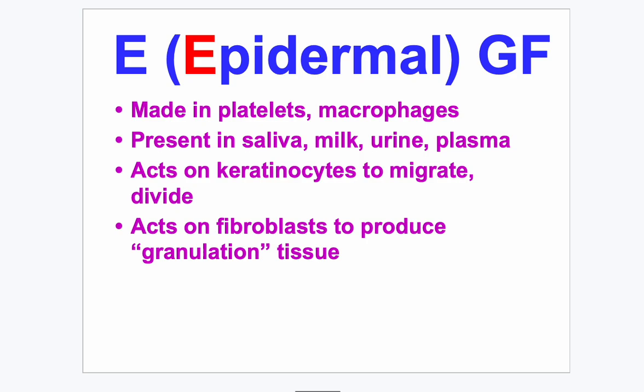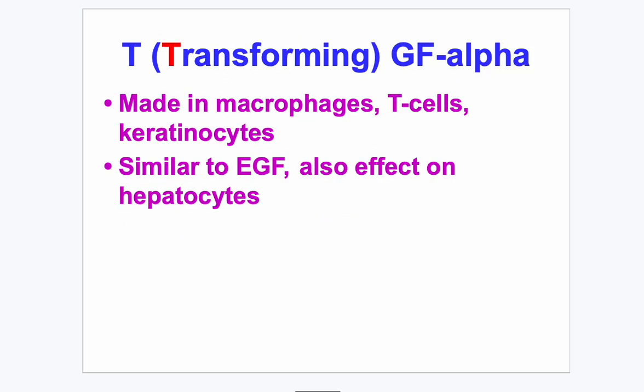Okay, first is your epidermal growth factor. Okay, they are made in your platelets and macrophages. They are present in your saliva, milk, urine, and plasma. Okay, they act on keratinocytes to migrate and divide. So they act on fibroblasts to produce granulation tissue. Okay, your transforming growth factor alpha. They are made in macrophages, T cells, and keratinocytes. It's similar to EGF, also with effect on hepatocytes.